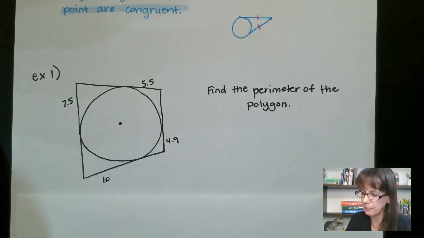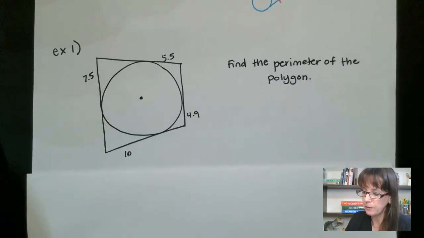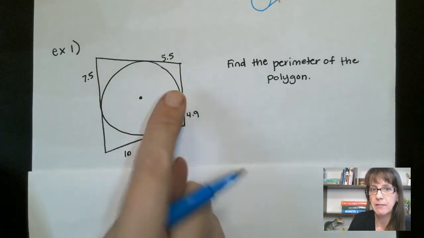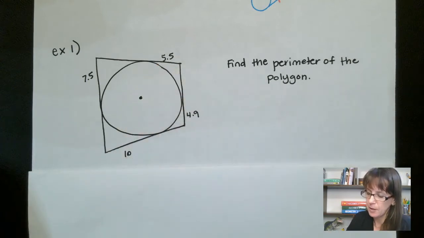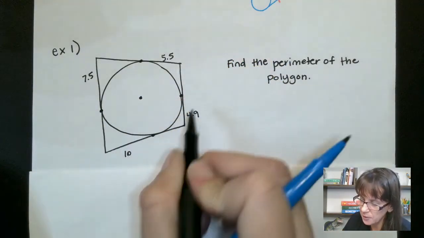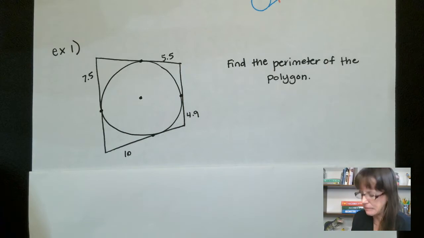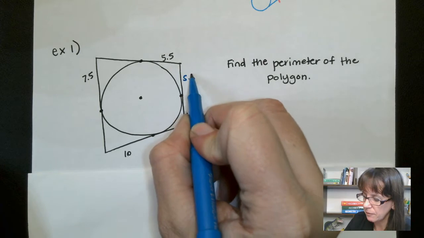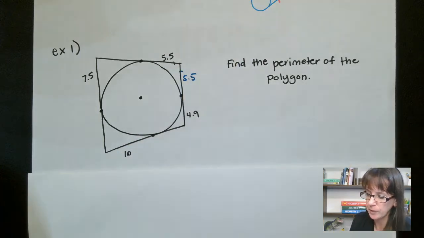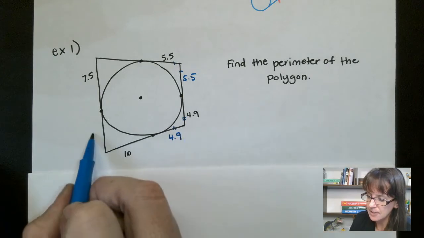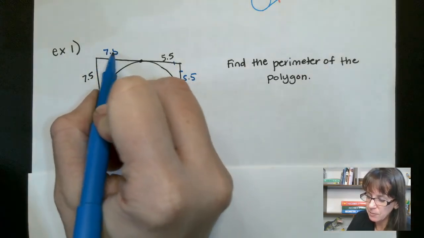So let's take a look at the first example. Find the perimeter of the polygon. Looking at that, with that information, because this is 5.5, this other one, and I'm not the best at drawing these, my apologies, we're going to put a little dot, that's the one spot. I know it doesn't look like it touches, let's just pretend that it does. So we know this is 5.5, which means this has to be 5.5 as well, because these are congruent. This one is congruent to this one, so this is 4.9, this is 10, and this is 7.5.